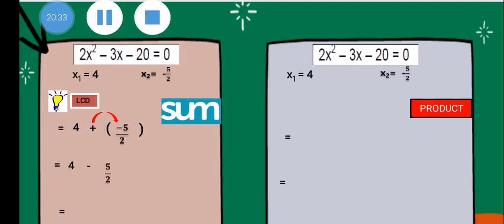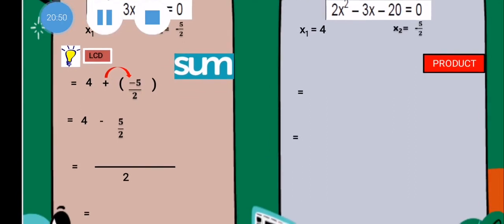So, dito na po natin kukuhanin ang LCD para ma-simplify natin or makuha natin ang sum. So, 4. Whole number po ito. Kaya understood ang denominator niyan ay 1. No? So, ang LCD po ay 2. Yun.